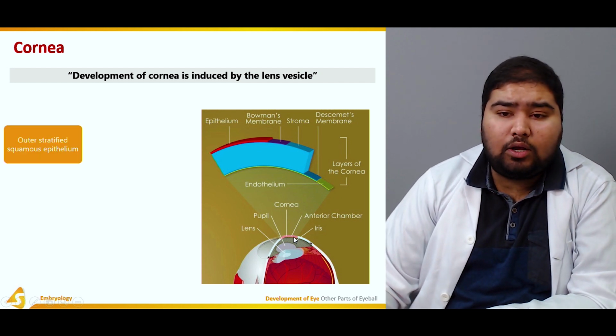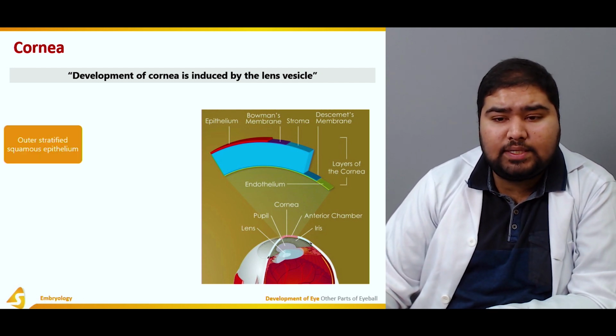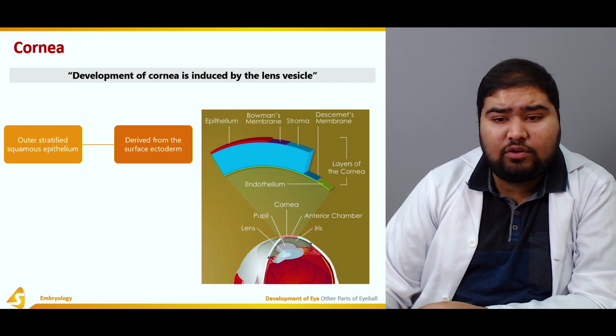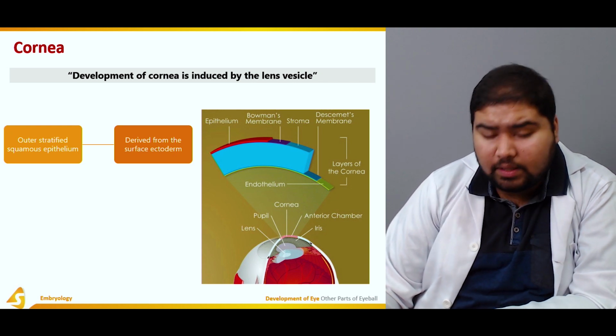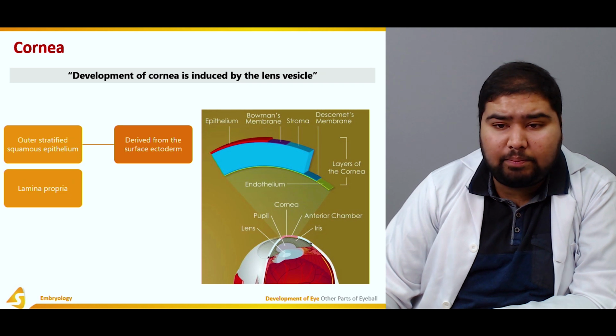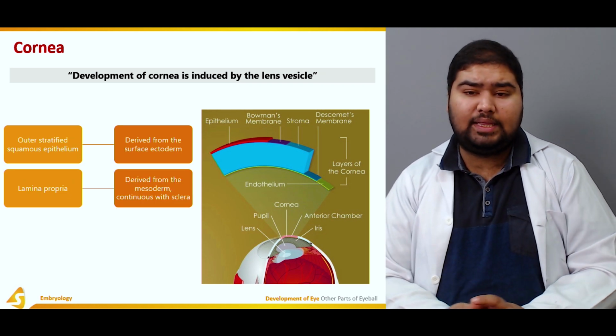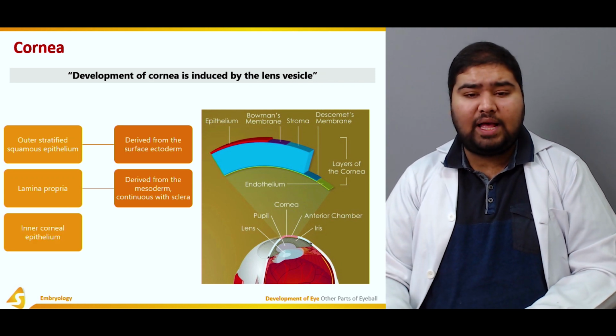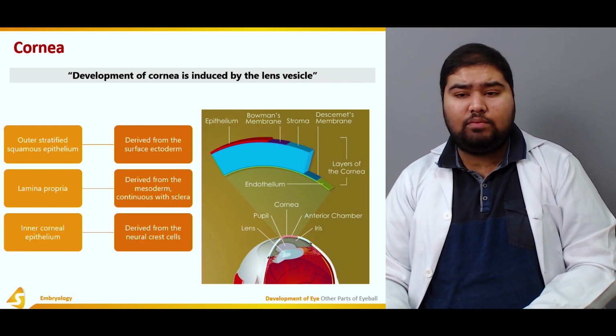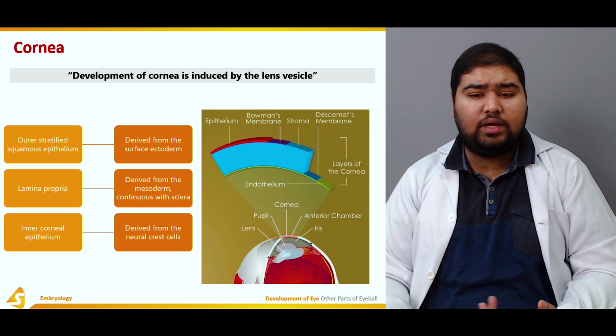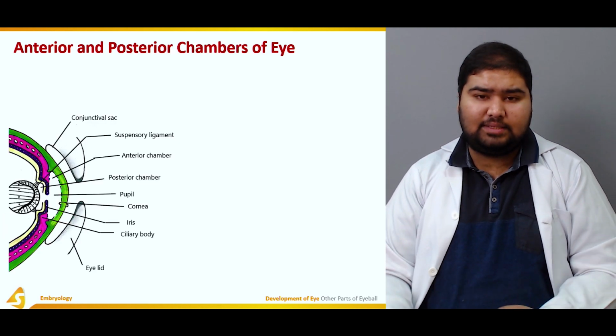The cornea consists of an outer squamous epithelium which is derived from the surface ectoderm. Then we have a lamina propria which is derived from mesoderm and is continuous with the sclera. Then we have the internal corneal epithelium which is derived from the neural crest cells.